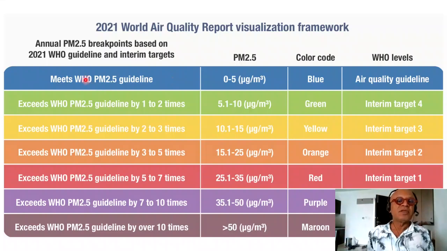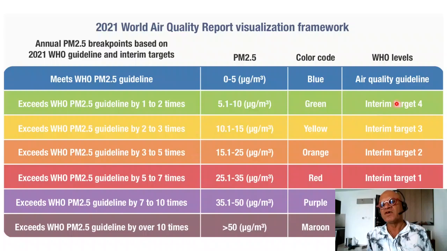So depending on who meets PM 2.5 guidelines from the World Health Organization, you're in blue color in the map. We will look at PM 2.5, which is 0 to 5 micrograms per meter cube. Color code is blue, and this is the WHO standard. And the various color codes here: exceeding 1 to 2 times, 2 to 3 times, 3 to 5, 5 to 7, 7 to 10, and over 10 times the WHO standards in this kind of brownish color. So just try to keep that in mind.